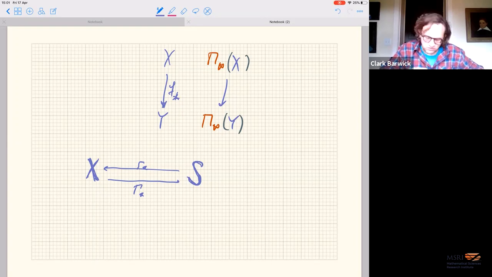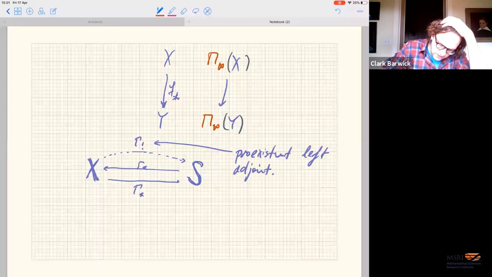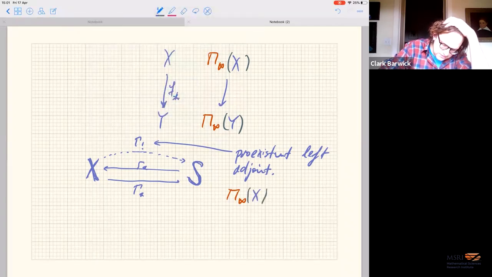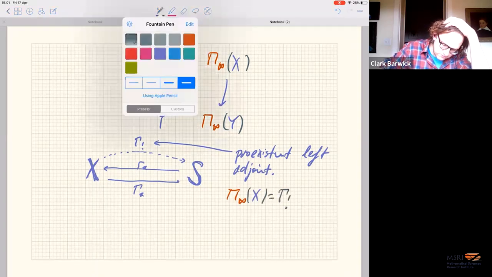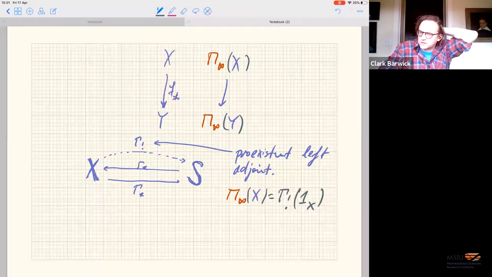That turns out to be the same thing as a functor that doesn't quite exist going this way, which is what you might call gamma lower shriek. Now this further left adjoint doesn't exist, but it sort of pro-exists. So this is a pro-existent left adjoint. And remember, what's the story here? The story is that pi infinity of our X is the same thing as gamma lower shriek of the point, of the terminal object.